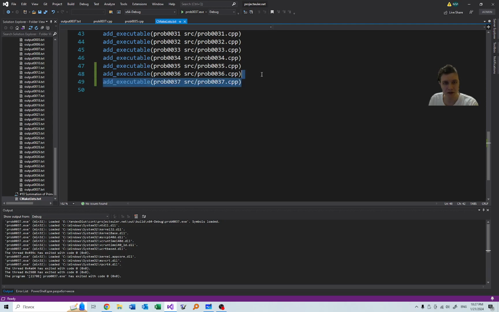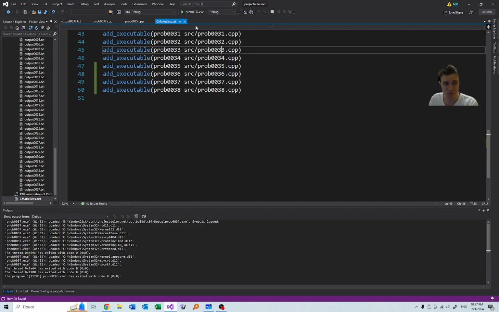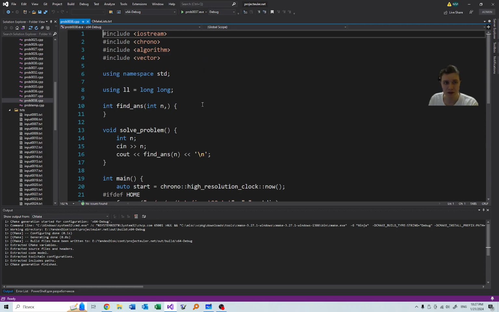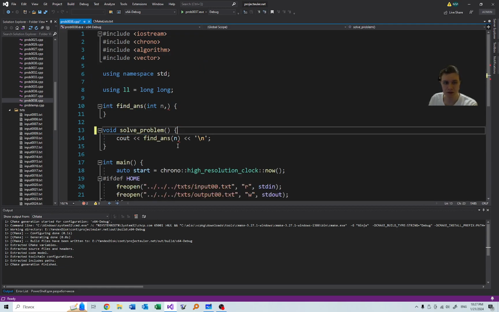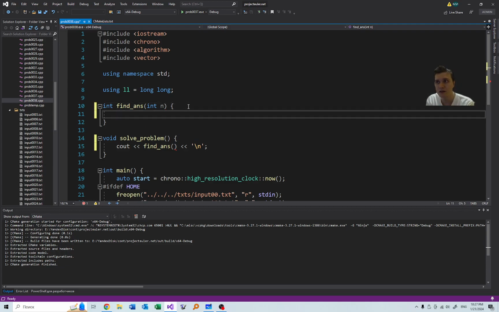So we continue this process. Remove this, remove this, remove this. We create an empty file, which we will not need again. Let's look here. So we need to find the maximum pan-digital number. To do that, we would like to iterate over all possible numbers.